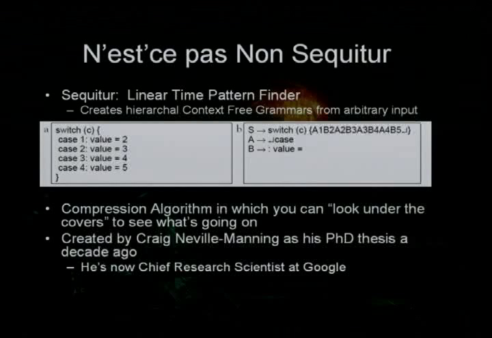We're going to go from switch C, case 1, value equals 2, case 2, value equals 3, case 3, value equals 4. We're going to create a grammar out of that. And that is switch C, A1, B2, A2, B3, A3, B4, with A equaling enter case, and B equaling value. This is interesting. We've just extracted meaningful symbols from arbitrary data.